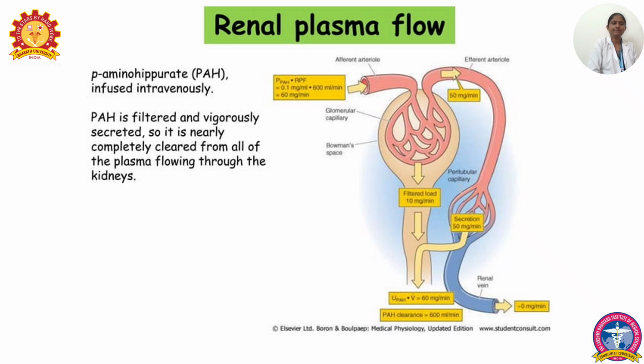So these are the three substances in common. See, we have multiple other substances which can be used for assessing the renal clearance. But these three you will have to remember primarily, and we'll have a separate session on the measurement of GFR again.